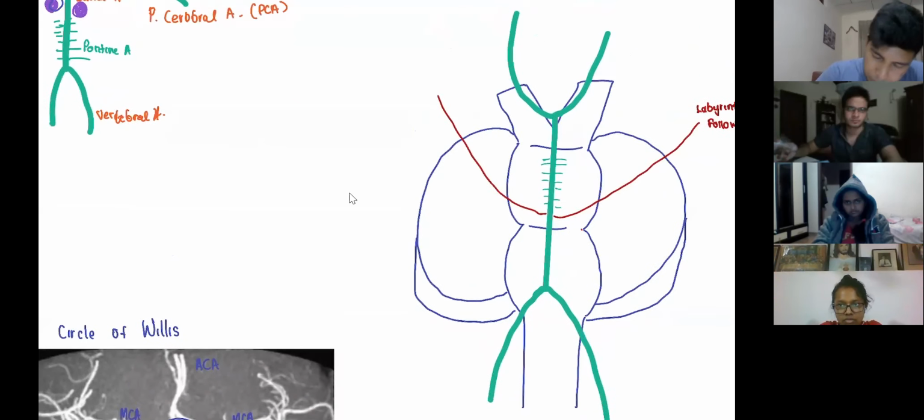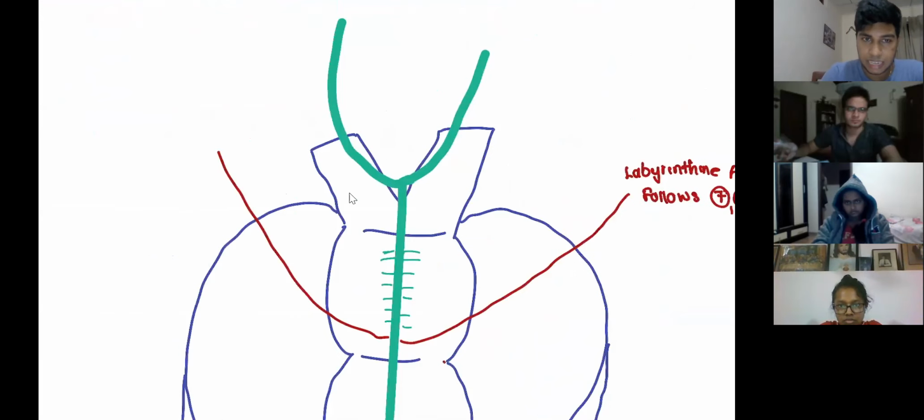Remember this. Never write cranial nerves in Arabic numerals. It has to be in Roman numerals. So you should write it like this. But for the sake of the new students who haven't studied anatomy, I'm giving it like this.